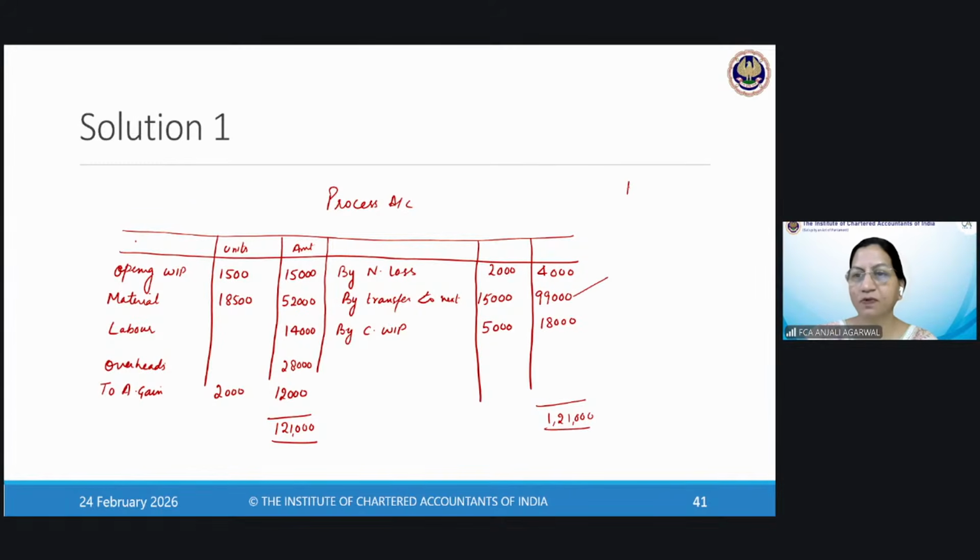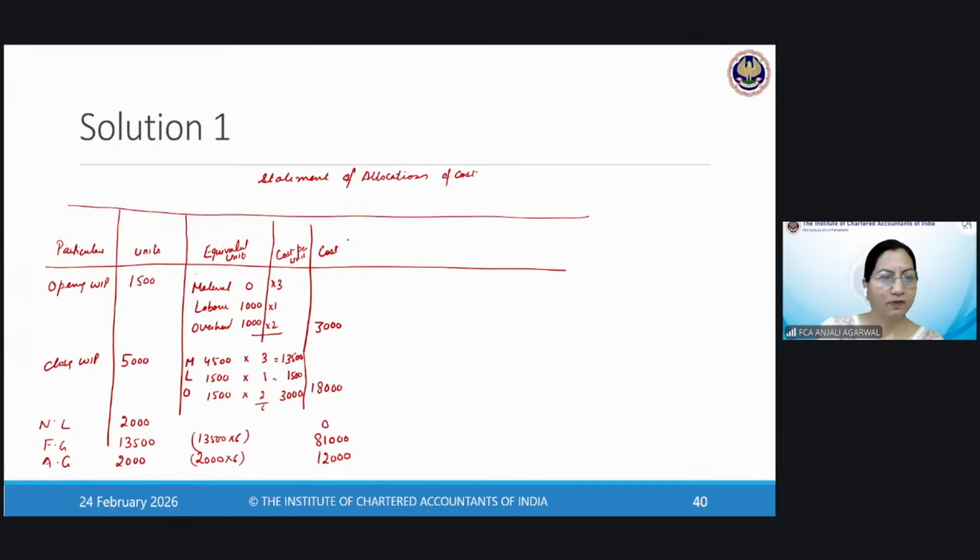You have seen in the previous process, finished goods was prepared using a cost of 13,500 units costing 81,000. And then opening WIP, 1,500 units, was taking a cost of 3,000, right? We just prepared this statement. Opening WIP was costing us to complete 3,000 and finished goods was costing 81,000. So these 1,500 units and these 13,500 units are moving to the next process. So their cost is also going to the next process, 81 plus 3, 84.